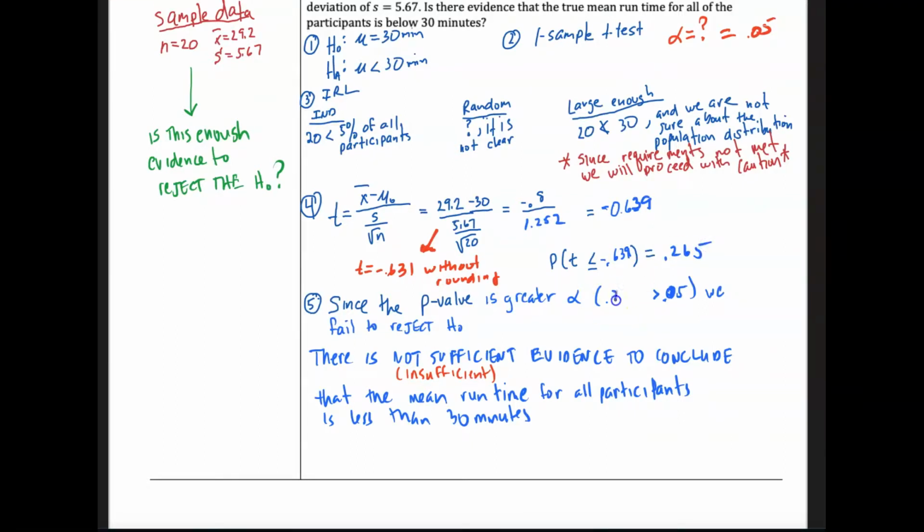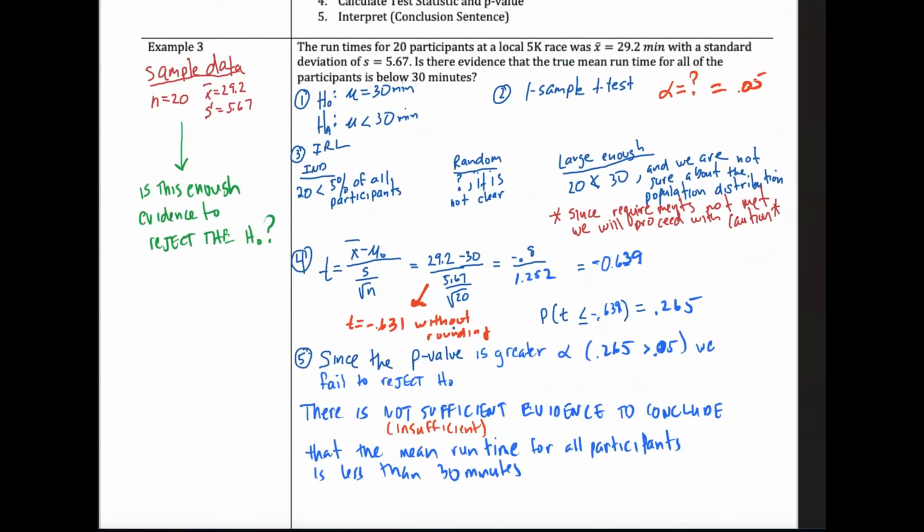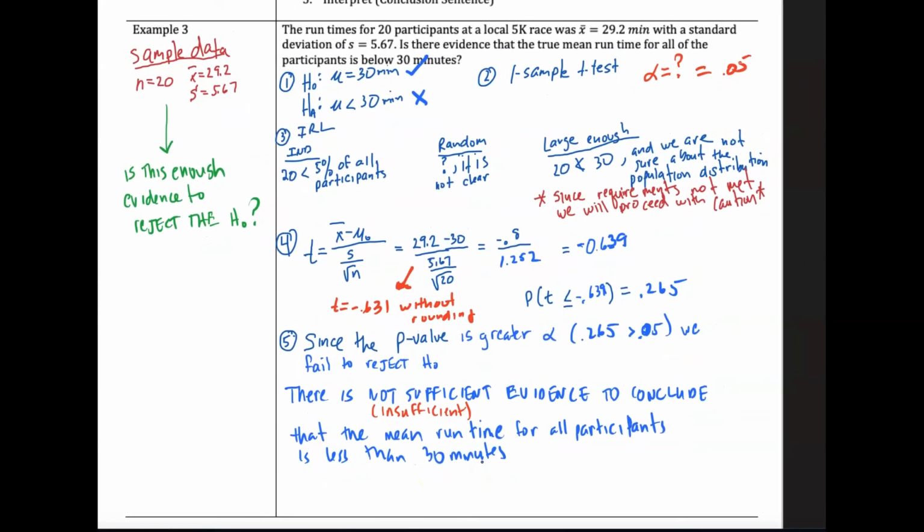Since this p-value, 0.265, is greater than alpha, 5%, the probability of observing that is not low, it's 26%. We fail to reject the null hypothesis. What I like to do is make a note of that: we do not reject the null. And so our conclusion is there is not sufficient evidence to conclude that the mean run time for all participants is less than 30 minutes. But we still have to be cautious again because the requirements weren't met.